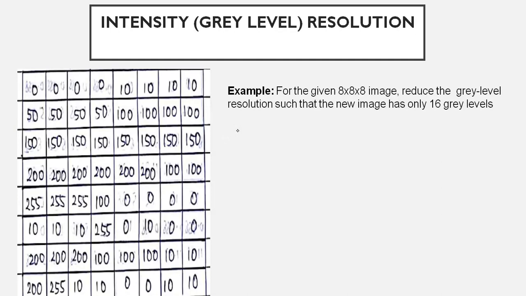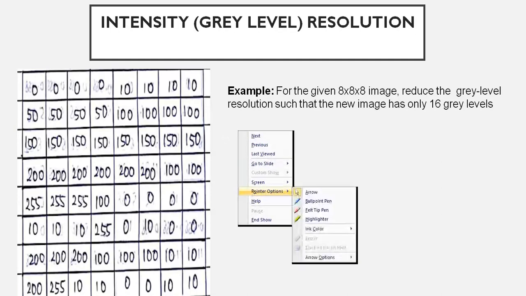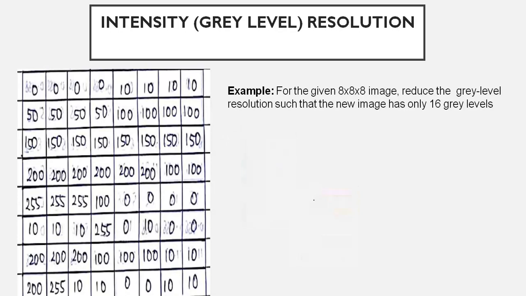So here in the original image, how many gray levels do we have? The number of bits required to represent each pixel is equal to 8, which is given here in the problem. The first 8 is the number of rows, the second 8 is the number of columns, and this third 8 is the number of bits required to represent each pixel. So 8 bits are required to represent each pixel in this image. So the total number of levels possible in this image is 256, starting from 0 to 255.